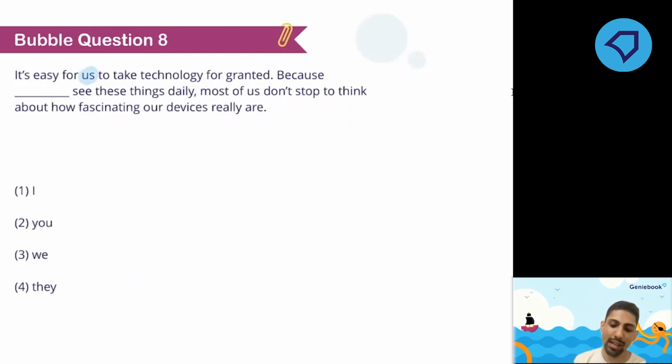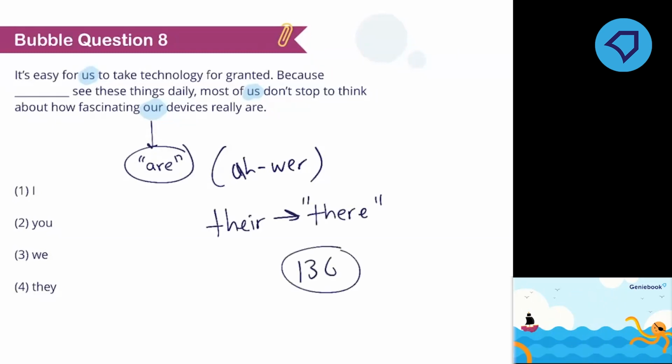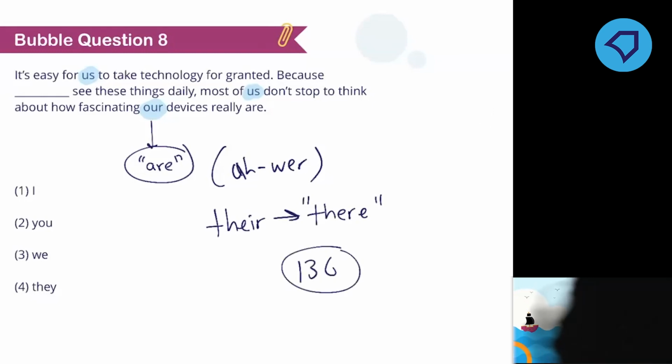It's easy for us. You notice our sounds a bit like are. Our devices. It sounds like are. I know in Singapore we like to say our. Not a high score, good nonetheless. So good that my nose is starting to flow. Hour, like hour, not our, okay?